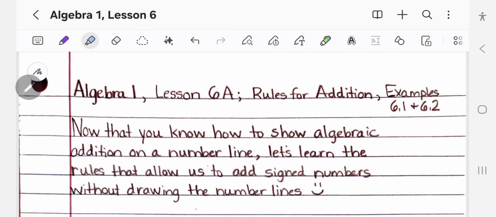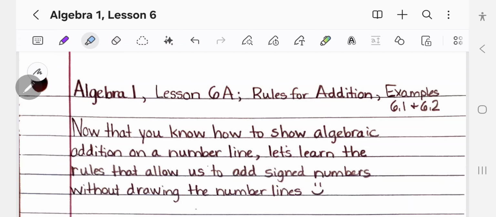This is Algebra 1, Lesson 6A, Rules for Addition. It's going to include examples 6.1 and 6.2. Now that you know how to show algebraic addition on a number line, we're going to learn the rules that allow us to add signed numbers without drawing the number lines.